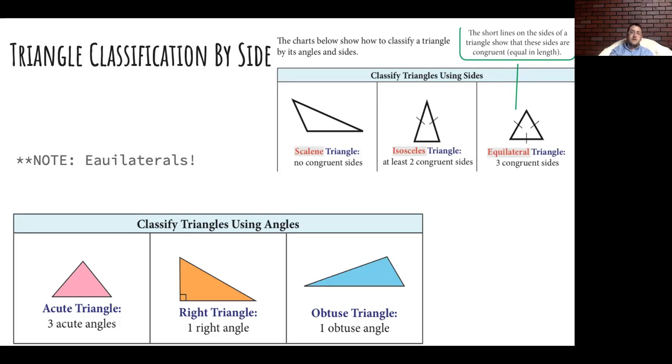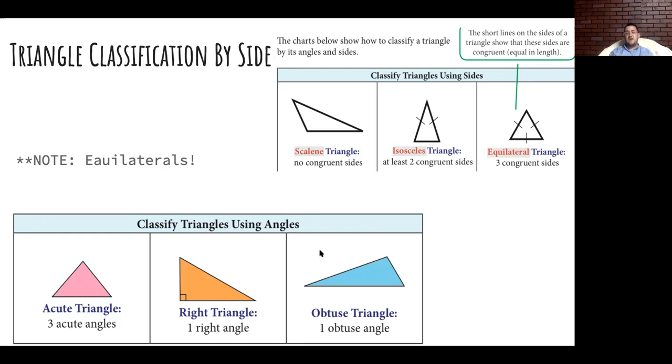So we have scalene, isosceles, and equilaterals. That's classifications using sides. Note that the short lines on the sides show that these sides are congruent in length. So make sure that you are copying these tables down in your notes. You may want to pause the video.